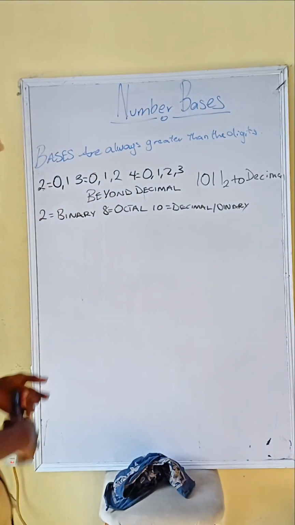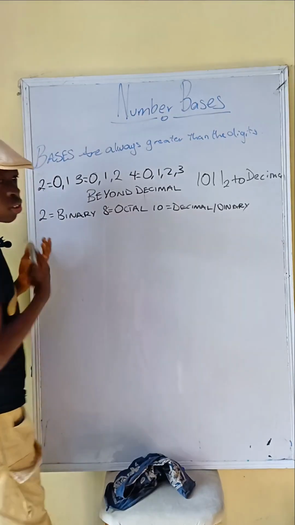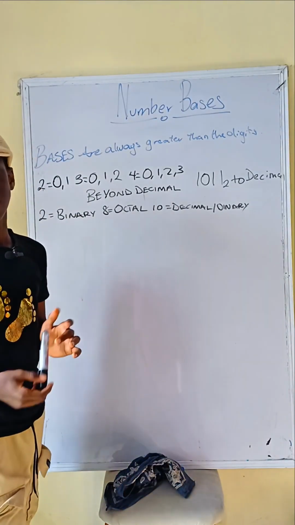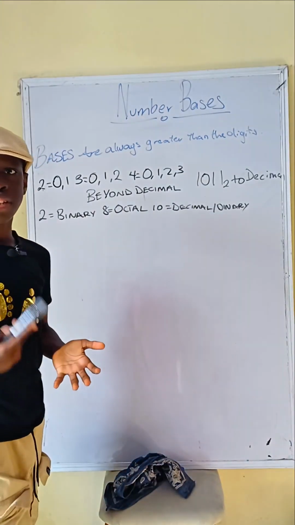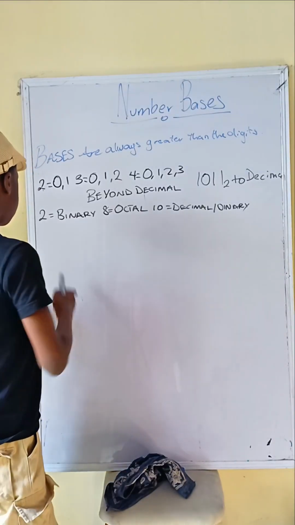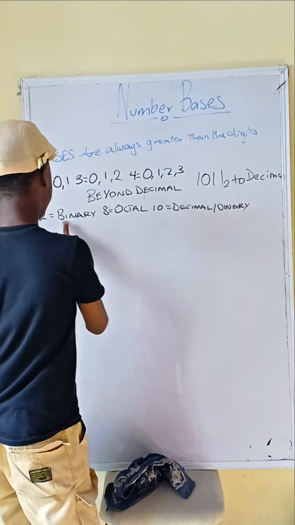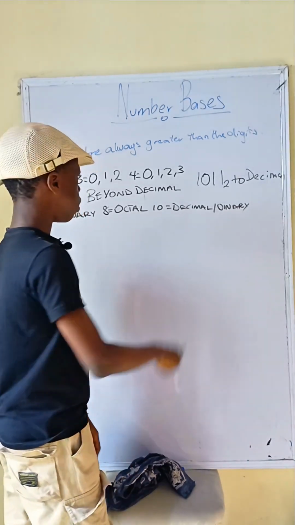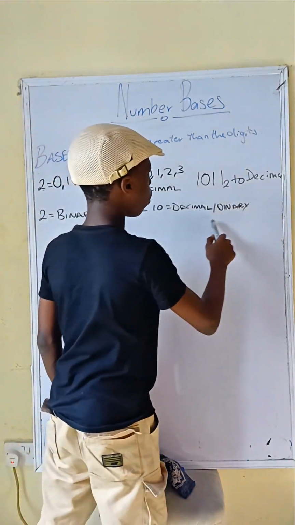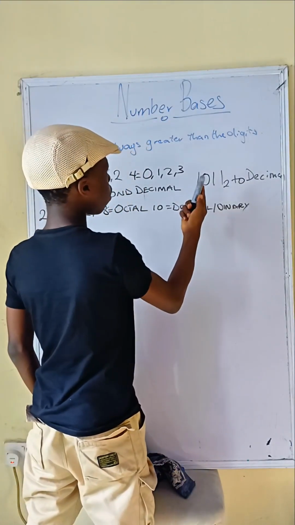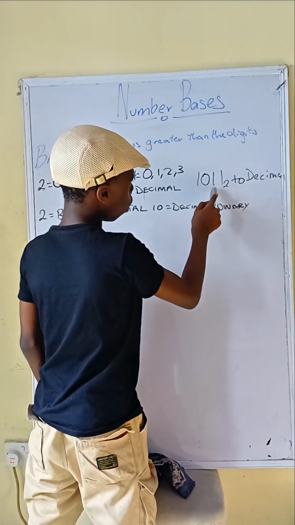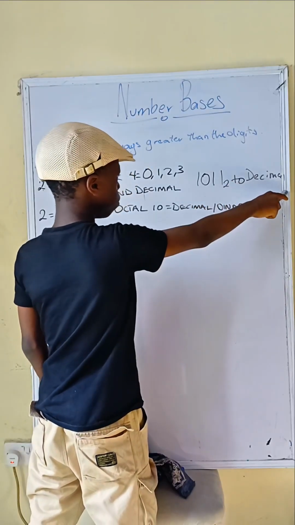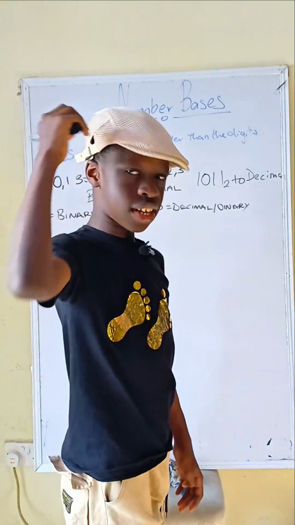So let's get into something bigger. Okay, so now let's get back to the board. Now, when you don't want to say base 2, base 8, or base 10, they have specific names that you can give them. Base 2 is called binary. Base 8 is called octal. Base 10 is called decimal. So when you see convert 1011 base 2 to decimal, you won't be scratching your head.